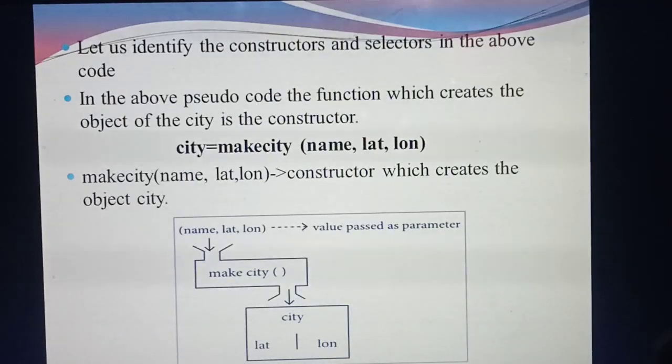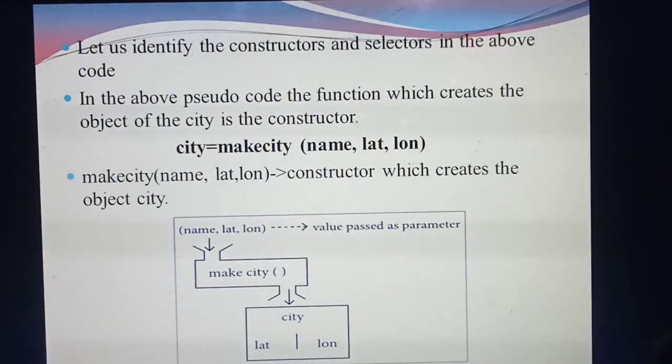So which is the constructor? You have studied that a constructor will bundle together. First it will create an object and it will bundle together pieces of information. So what's the object here? City is the object. What's the function here? Make city of. What is the information? Name, comma, latitude, comma, longitude.